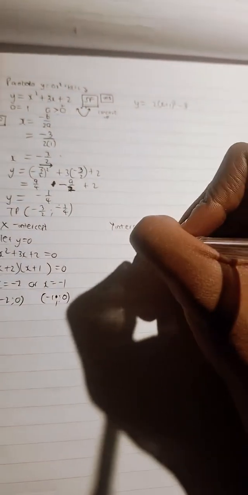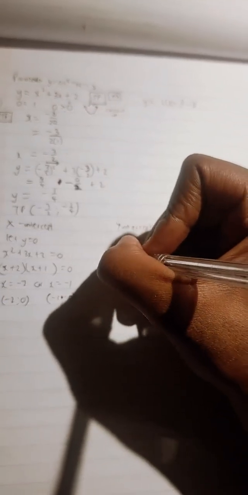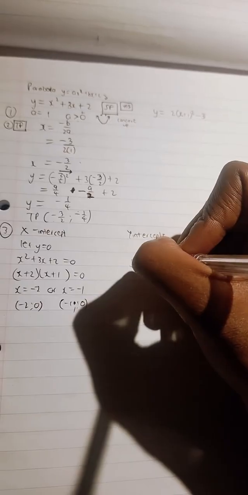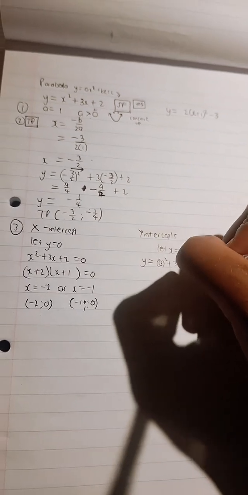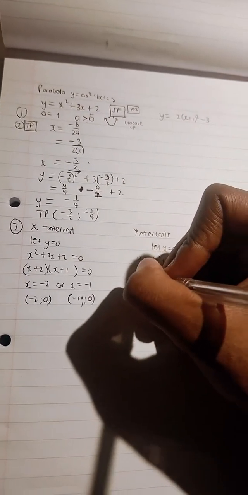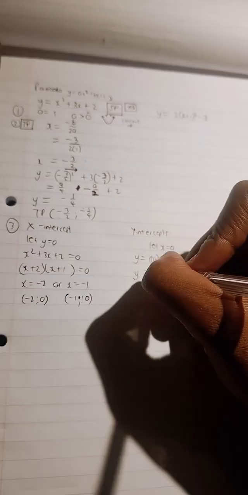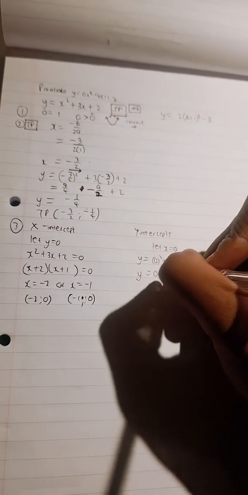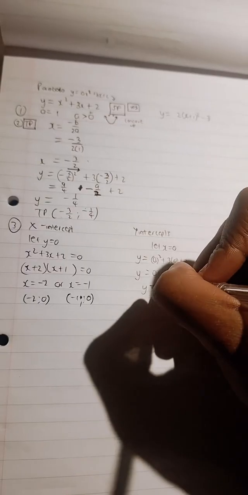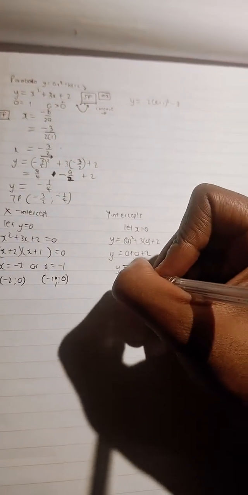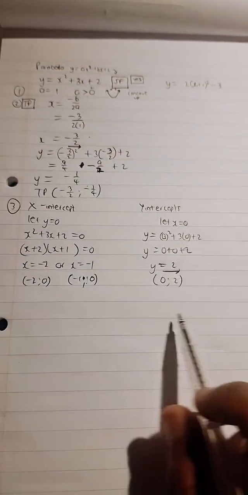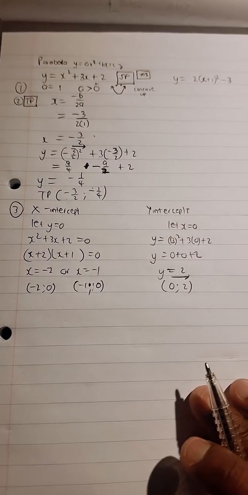Y-intercept: we let x be equal to 0, so y is equal to 0 squared plus 3 into 0 plus 2. Y is equal to 0 plus 0 plus 2, so y is equal to 2. Then we say our coordinates are 0 and 2.